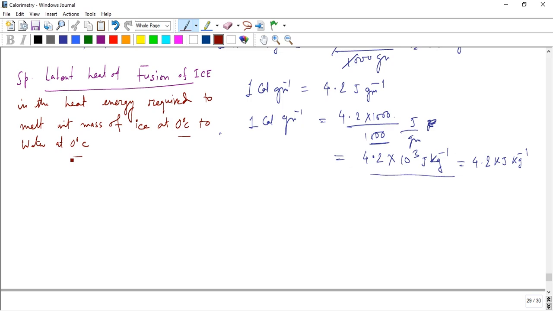On the other hand, the specific latent heat of freezing means the same, similarly. Specific latent heat of freezing.